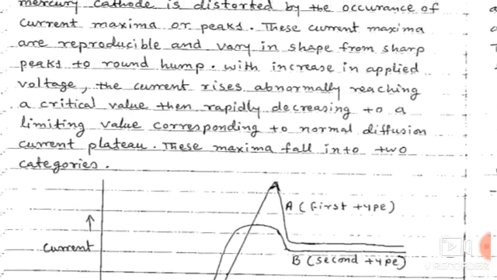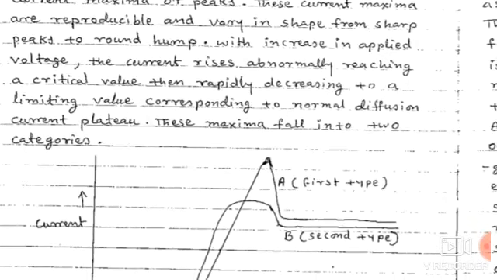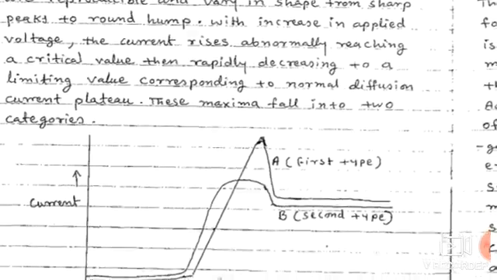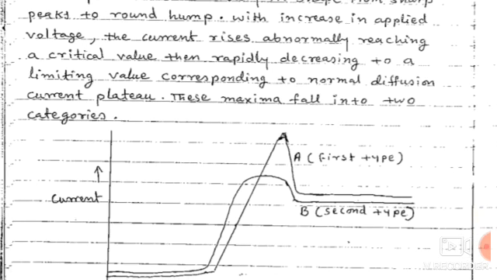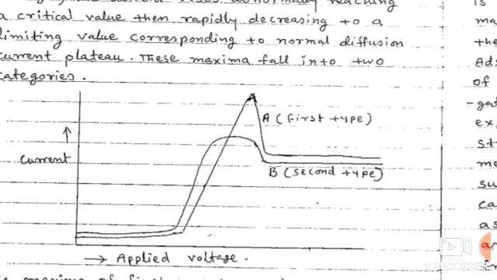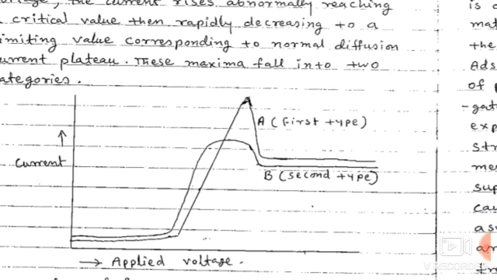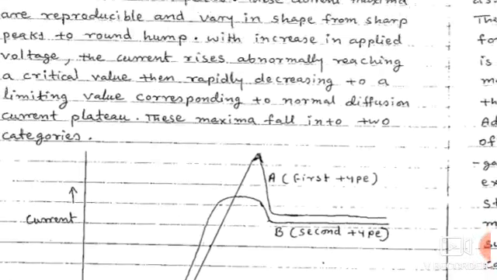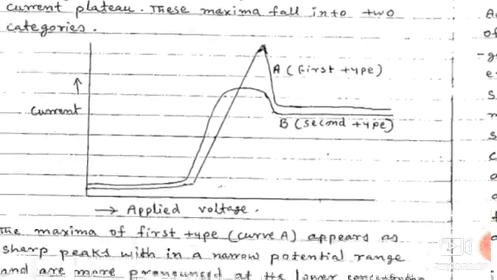So with the increase in the applied voltage, the current rises abnormally, reaching a critical value, then rapidly decreasing to the limiting value corresponding to the normal diffusion current plateau. These maxima fall into two categories. What happens here? Firstly, current rises sharply, and at that point the current decreases rapidly. So we will get two types of curve: the first type is the sharp peak, and the second type is the hump type of curve.